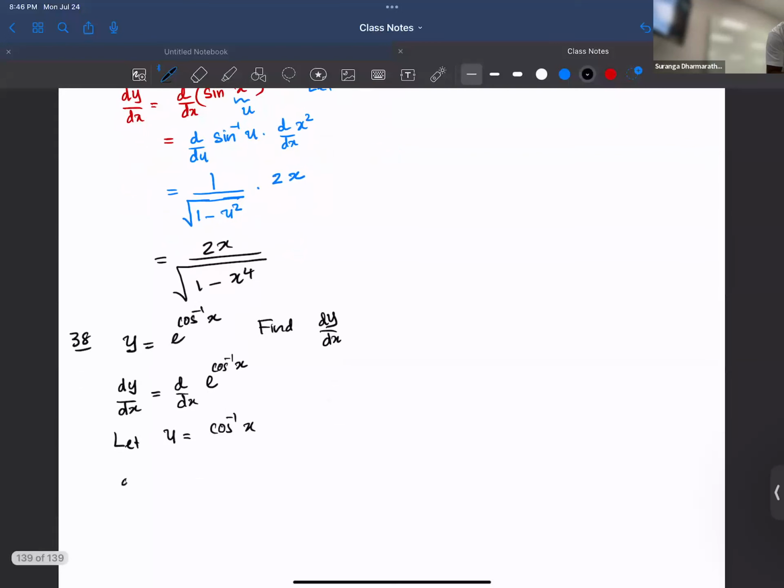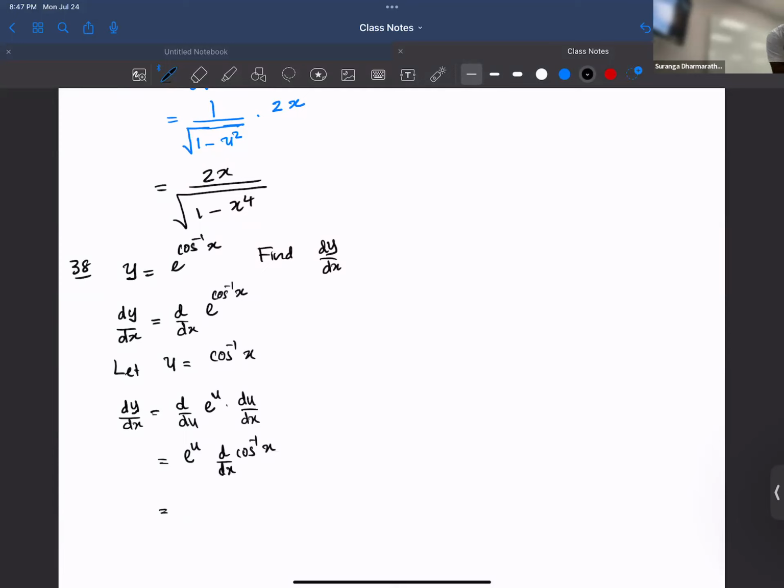Now dy over dx is equal to d over dx e to the power, or you can directly write d over du e to the power u times du over dx. Okay, so now I can use this one. We know how to do this. D over du e to the power u is e to the power u. And then d over dx u is d over dx cosine inverse x.